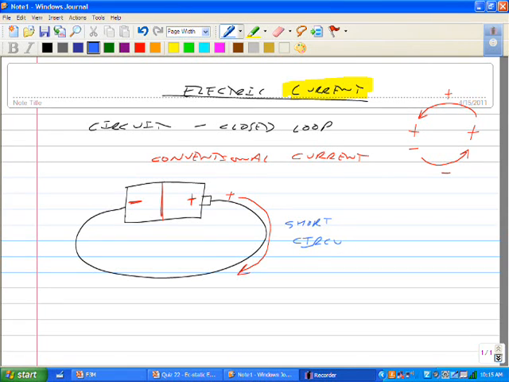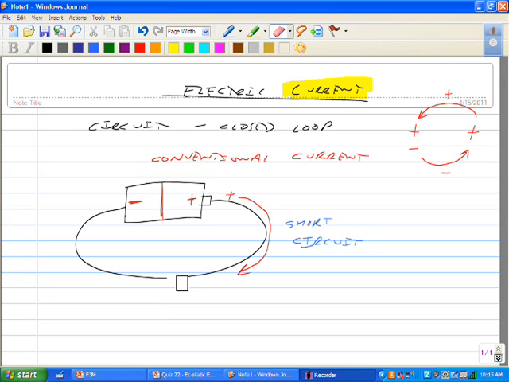A short circuit. The reason it's called a short circuit is because it's an easy path. I have a good conductor and I connect positive and negative. It's a path of very little resistance, and so a lot of current's going to go through there.